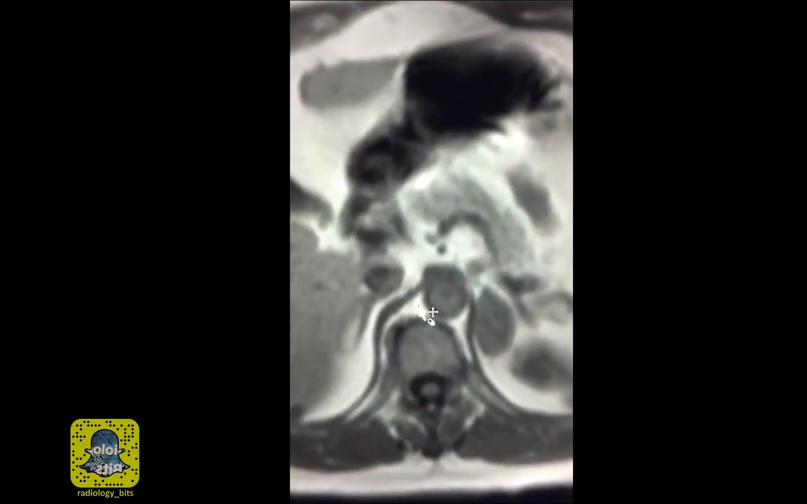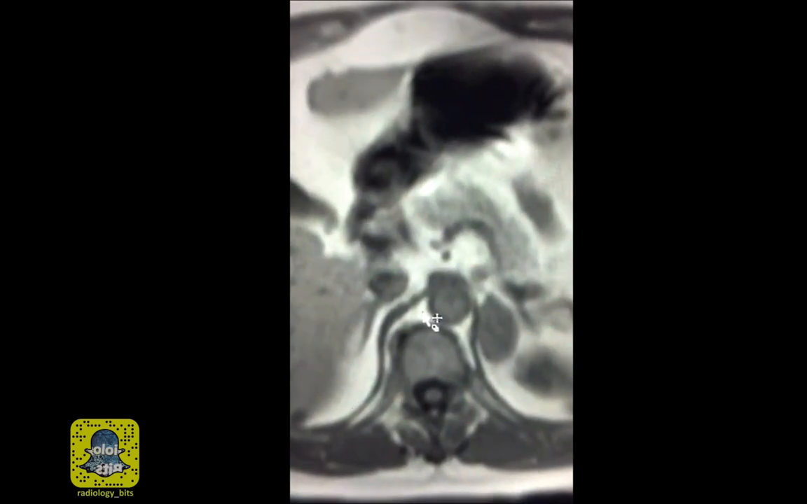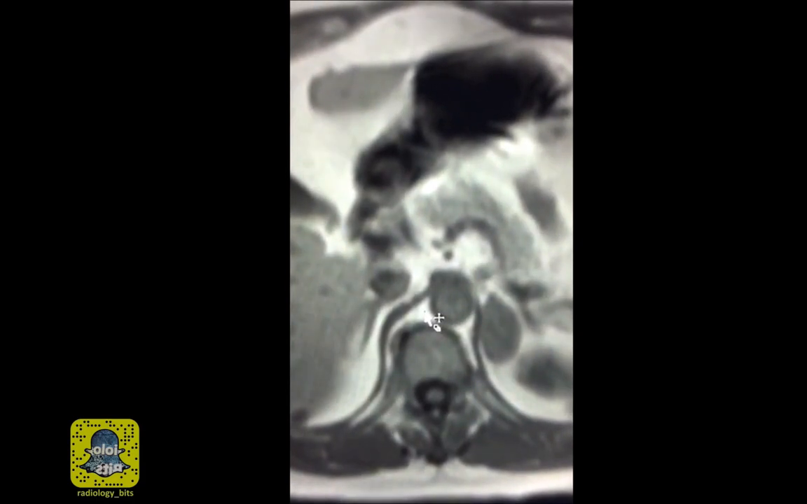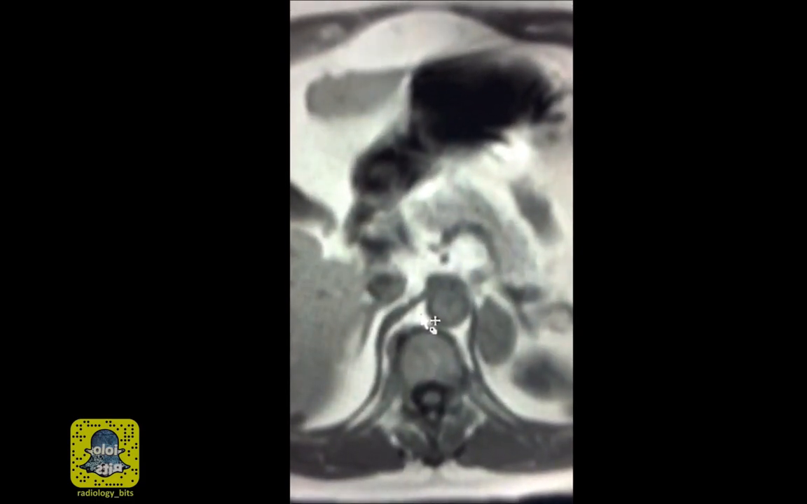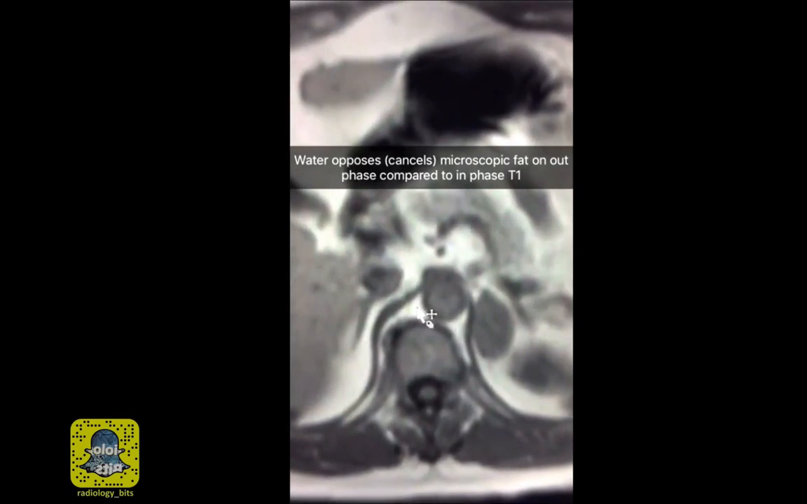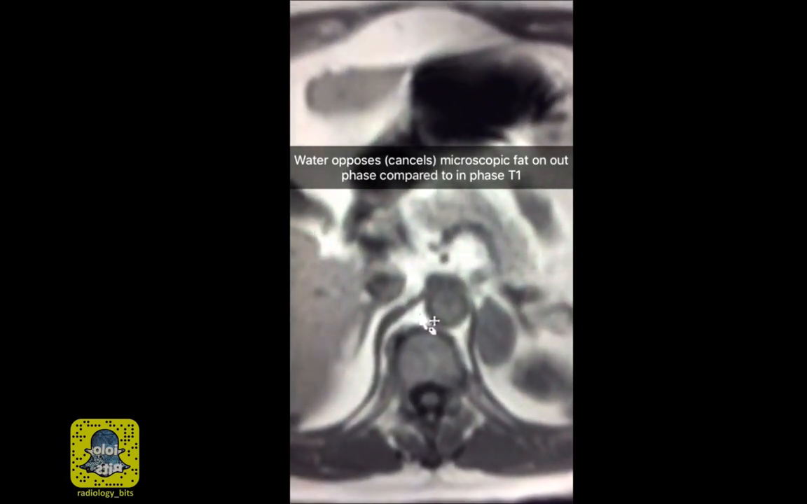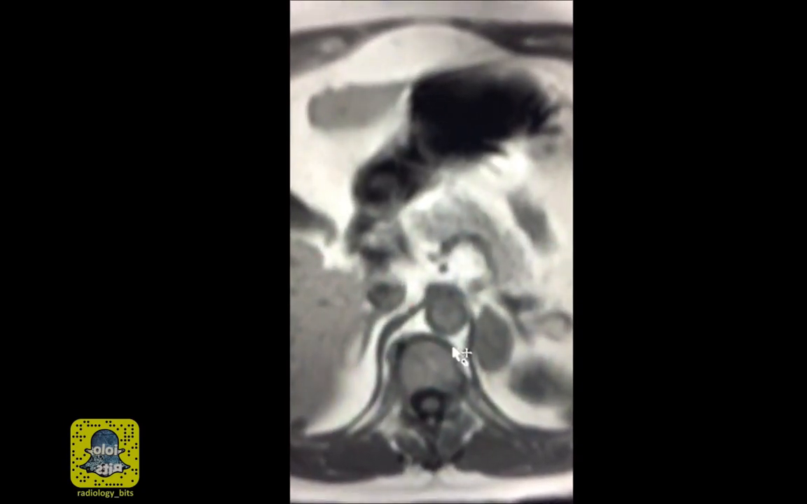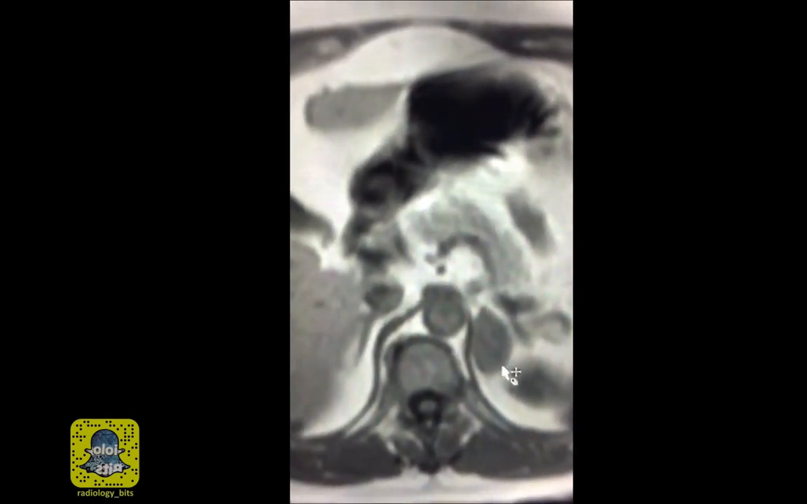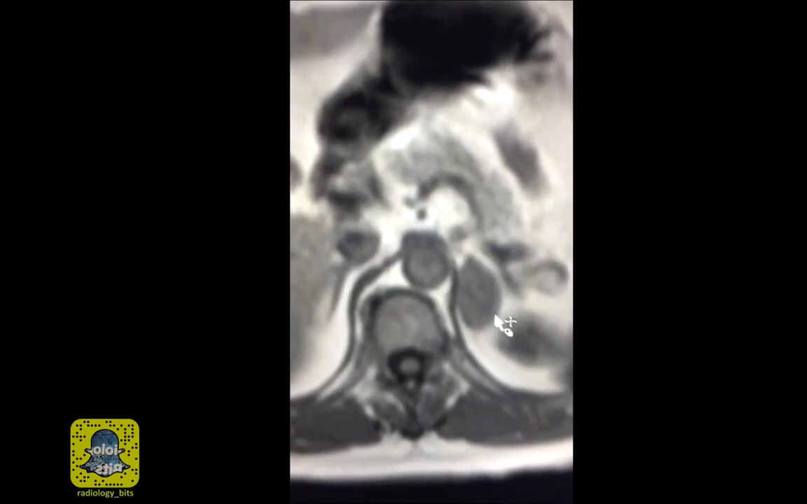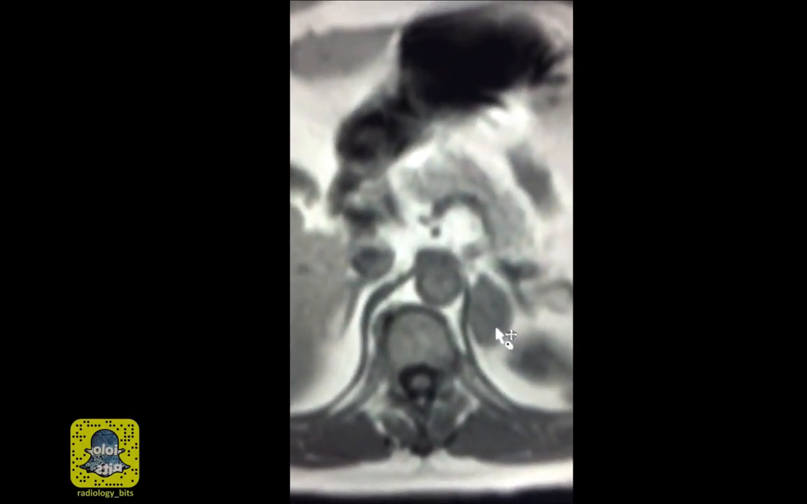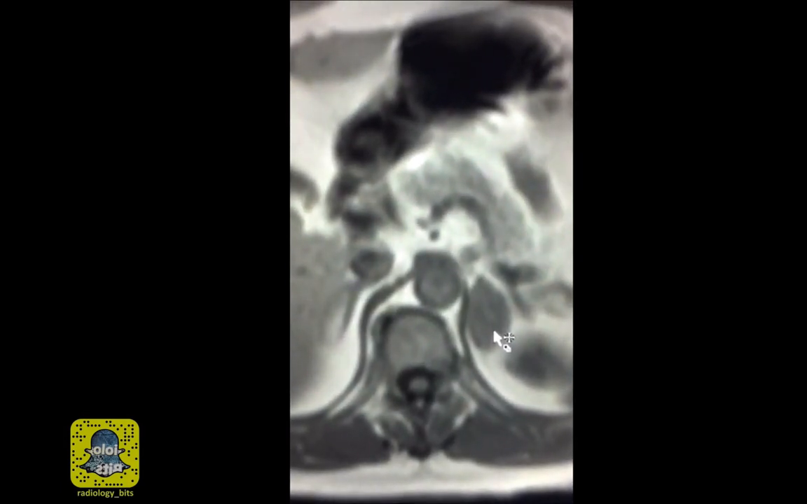However, when you compare that structure to the out-of-phase imaging, things become different. On out-of-phase imaging, if the structure contains both water and fat, they oppose each other. So the signal from fat cancels that of water, and the structure would appear darker on out-of-phase compared to in-phase. However, if the structure does not contain fat, you only have water, and the signal would not change between in-phase and out-of-phase. Understanding such a concept, we'll see if this lesion drops signal when we look at the out-of-phase to denote the presence of microscopic fat.